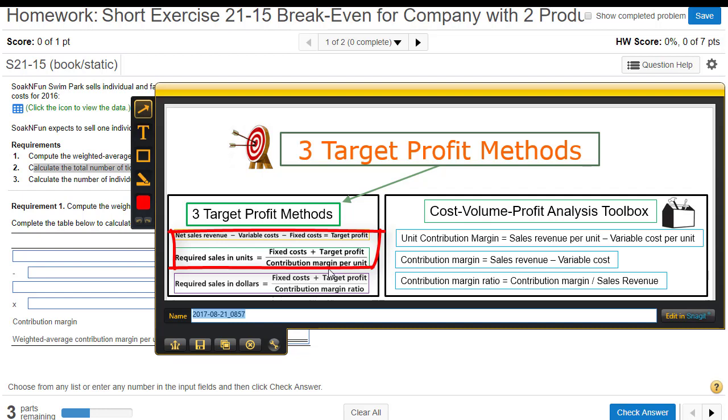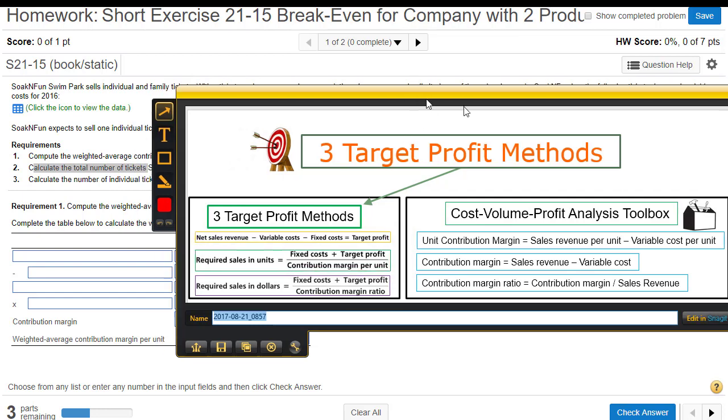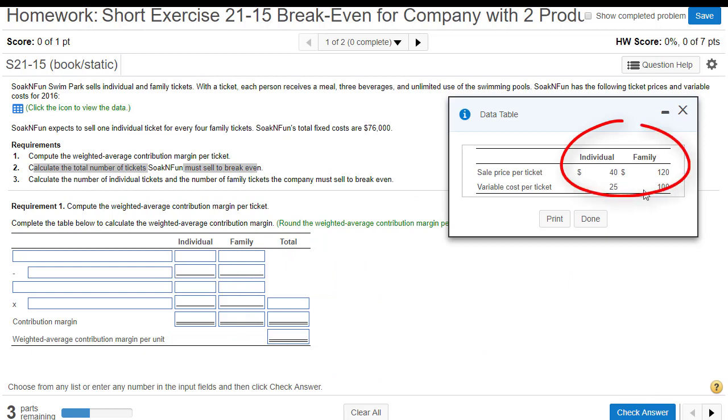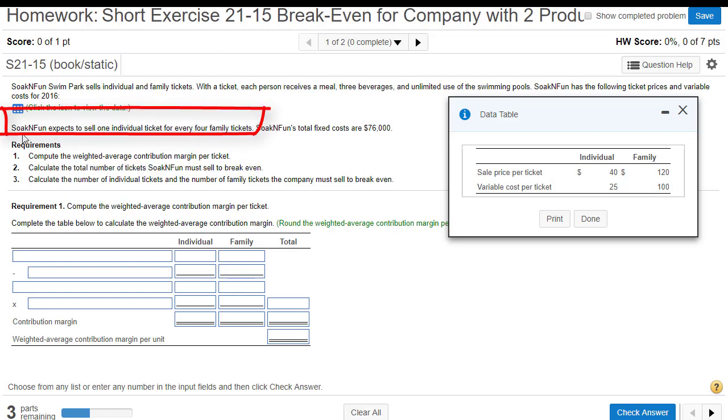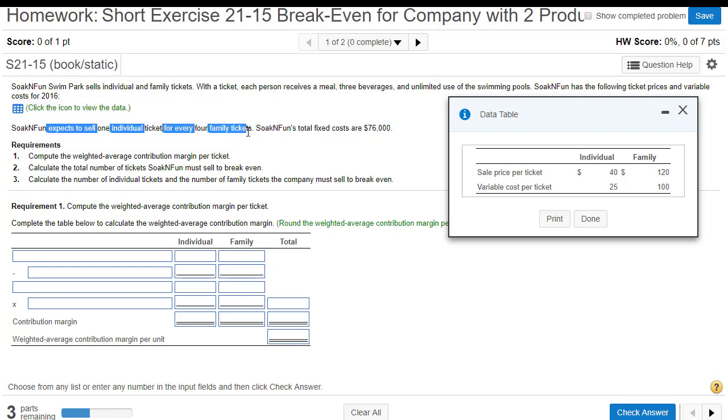So what that means is we calculate the contribution margin for each of these tickets, and then we're going to multiply them by the ratio that they sell the tickets. And here's the ratio that they sell the tickets at. The company expects to sell 1 individual ticket for every 4 family tickets. So that means for every 5 tickets that they sell, 4 plus 1, they will sell 1 individual ticket and 4 family tickets.